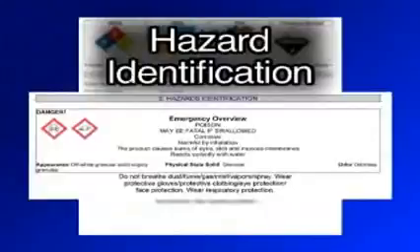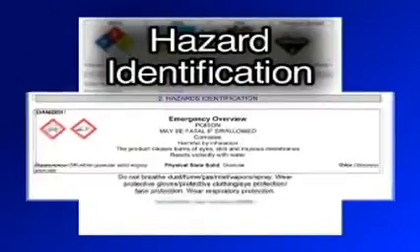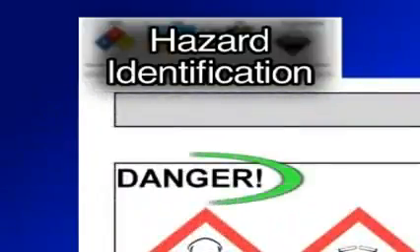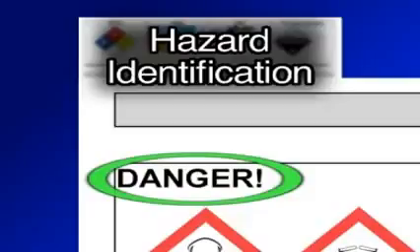Section 2, Hazard Identification, identifies the various hazards of the chemical and required label elements, including the following information. Classification of the chemical, such as skin corrosion, irritation, serious eye damage, eye irritation. Signal word, which is used to alert employees of a potential hazard. 2 words are used: danger for severe hazards and warning for less severe hazards. Hazard statements, describing the nature and degree of the hazard.